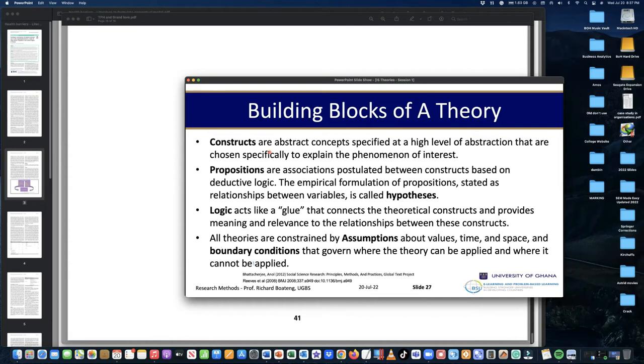The logic is why the theoretical constructs exist. Why are they existing? For example, the theory of planned behavior exists to explain the variables that influence the performance of a behavior, from the intention to the actual performance. So what is the logic behind the theory? It tells you why it exists. For example, half base times height is the area of a triangle, whereas L times B is the area of a rectangle. So they all exist to explain the area of an artifact.